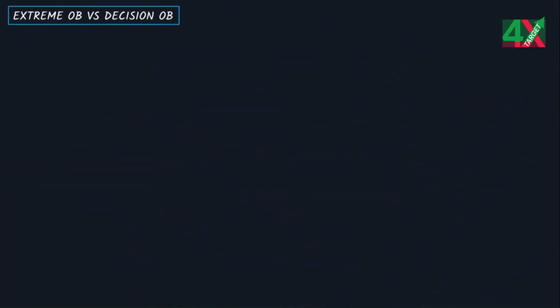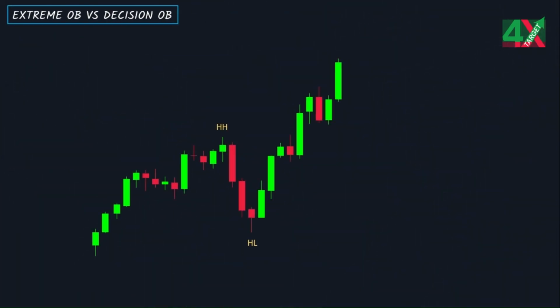Not all order blocks are created equal. Based on their location within the impulse move, order blocks can be divided into extreme order blocks and decision order blocks. An extreme order block forms at the very origin of an impulsive move, typically at the lowest point in bullish market structure. This type of order block carries higher probability because it represents the final accumulation or distribution phase before price aggressively moves away.